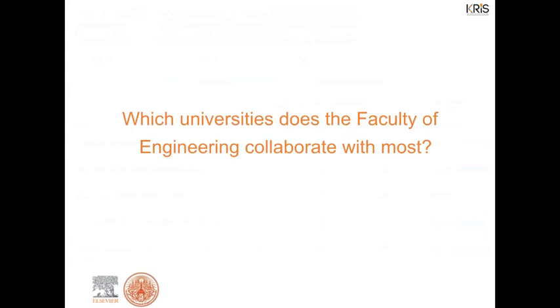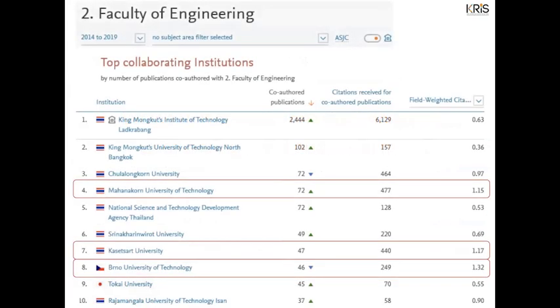Collaboration. So now moving to look at the Faculty of Engineering, a question might come up: what universities does the Faculty of Engineering collaborate with most? And these are the top 10 universities, so you ignore the top 1 because that's your university, obviously. But especially the collaboration with Mahanakorn University of Technology, Kasetsart, and BRNO University of Technology, those collaborations resulted in relatively highly cited papers, more than world average. So those are, let's say, beneficial collaborations which you might want to build further on.